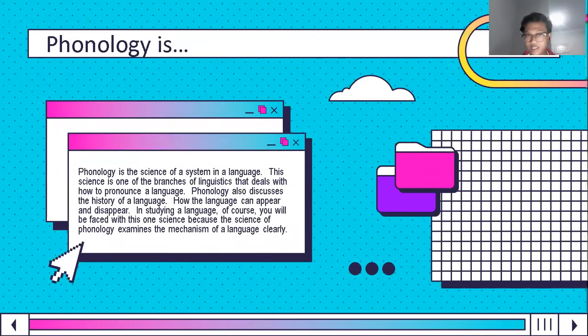Next is phonology. Phonology is the science of a system in a language. It is one of the branches of linguistics that deals with how to pronounce a language. Phonology also discusses the history of a language, how the language can appear and disappear. In studying a language, of course, you will be faced with this science because phonology examines the mechanism of language clearly.